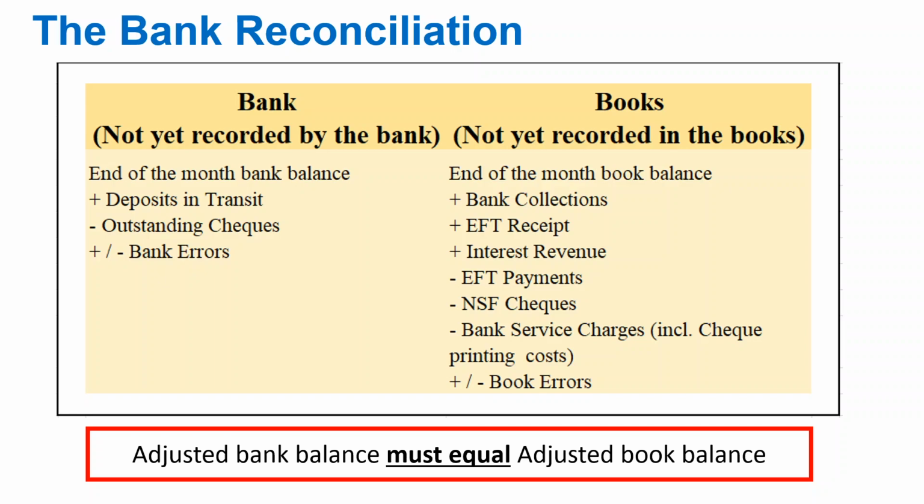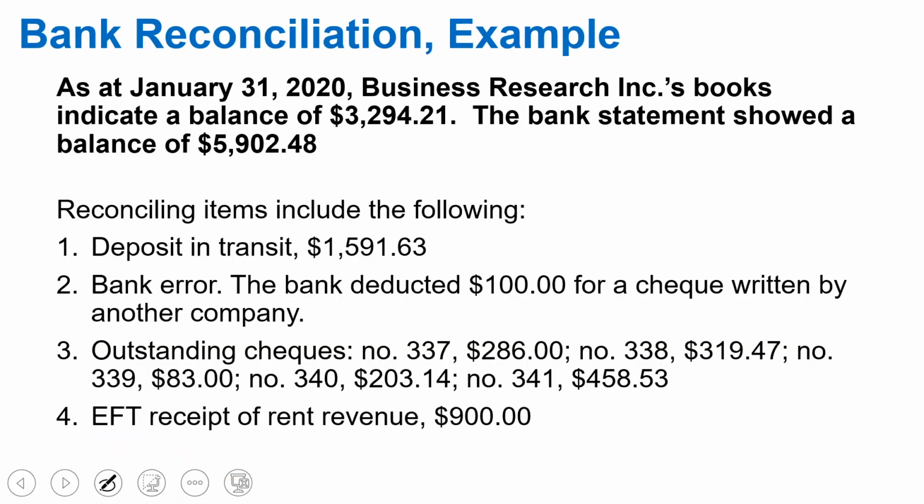So here are the items that need to be reconciled. And this is what the bank rec is actually going to look like. So we're going to have items such as this. One part will be for the bank, one part for the books. Okay, so here is the example.